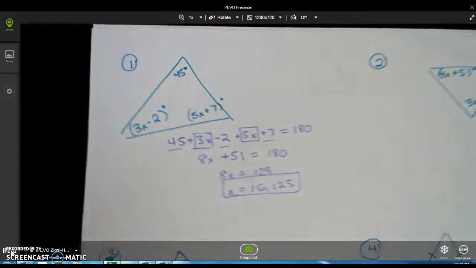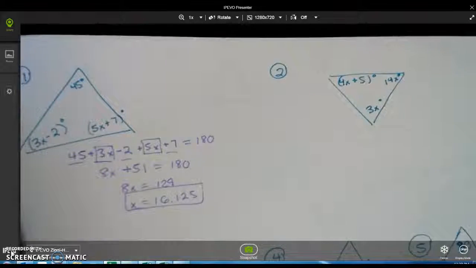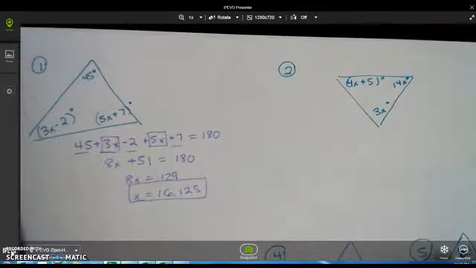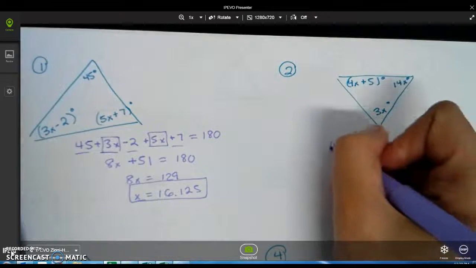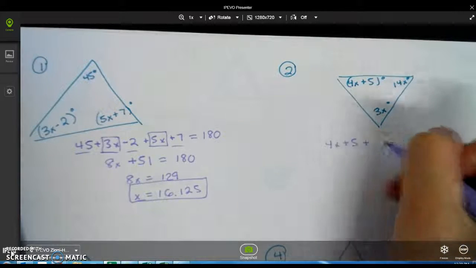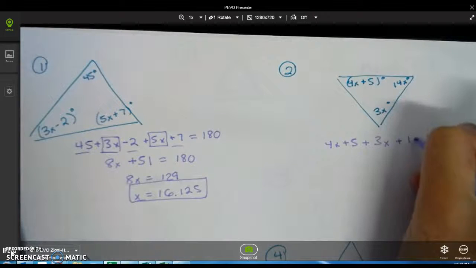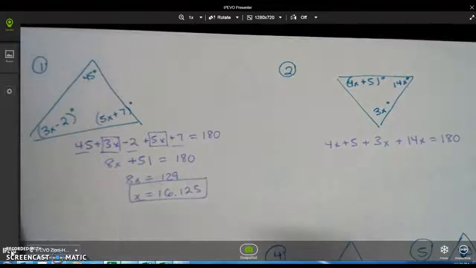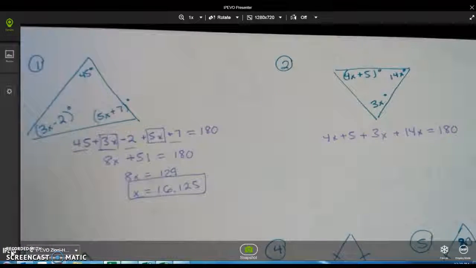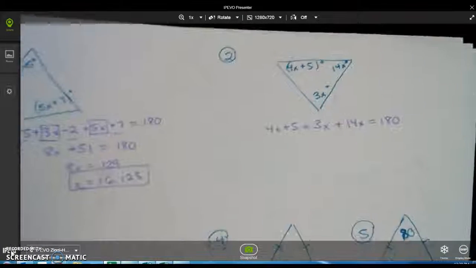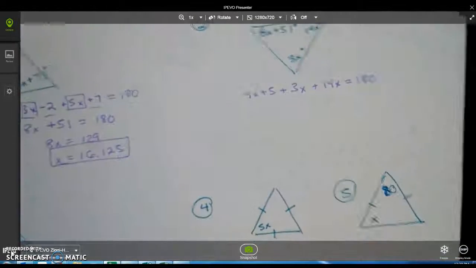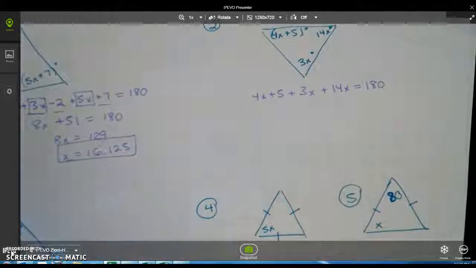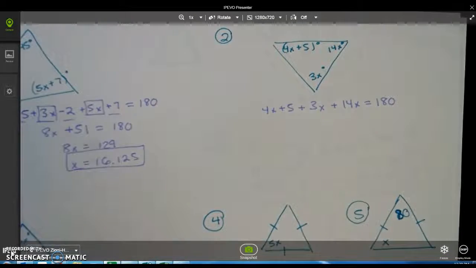Okay. Second problem is basically the same thing. Got to add them all up to 180 degrees, right? So 4x plus 5 plus 3x plus 14x equals 180 degrees. Because every single time it's 180 degrees, because that's how many degrees are in a triangle. Remember, this is only true for the angles, so if I asked you about the sides, it would not be true. But when I have degree marks, I'm talking about angles.